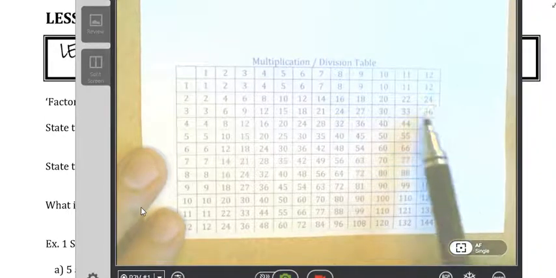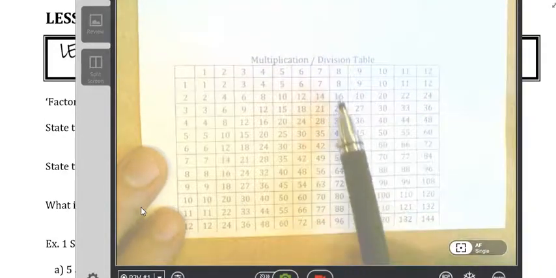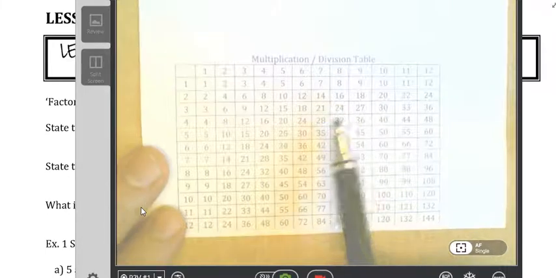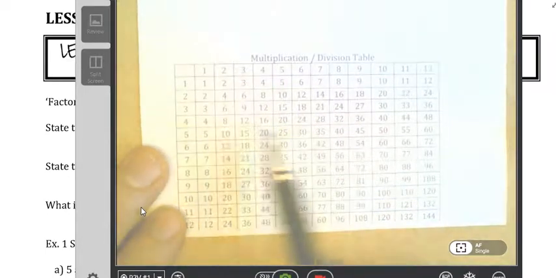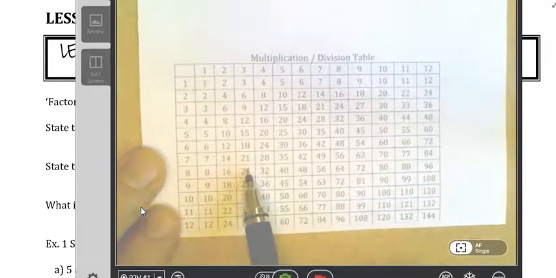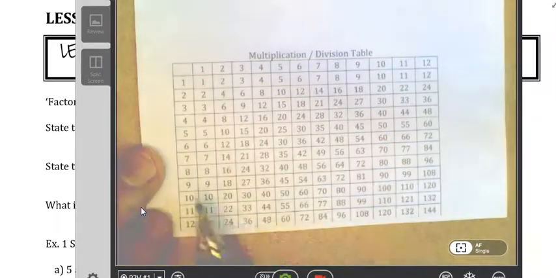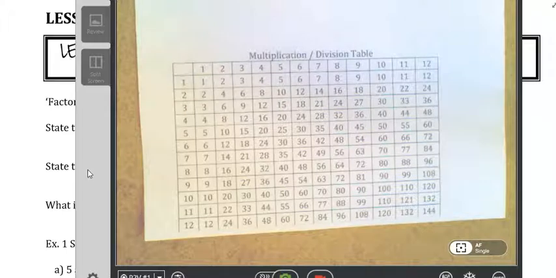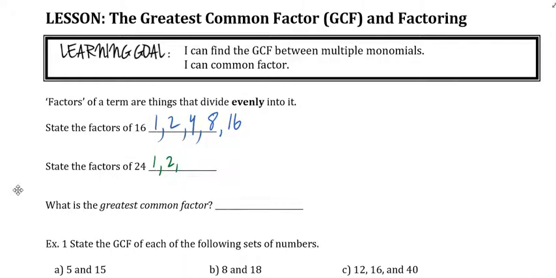Okay, let's look for another one. There's 24. 8 and 3 are both factors. There's 24. 6 and 4. There's 24 again. 4 and 6, so that's the same. 24, 3 and 8 is the same. 24, 2 and 12 is the same. And so if we write those down, it's not a guarantee, because especially when you get to bigger numbers, it might go off the table.